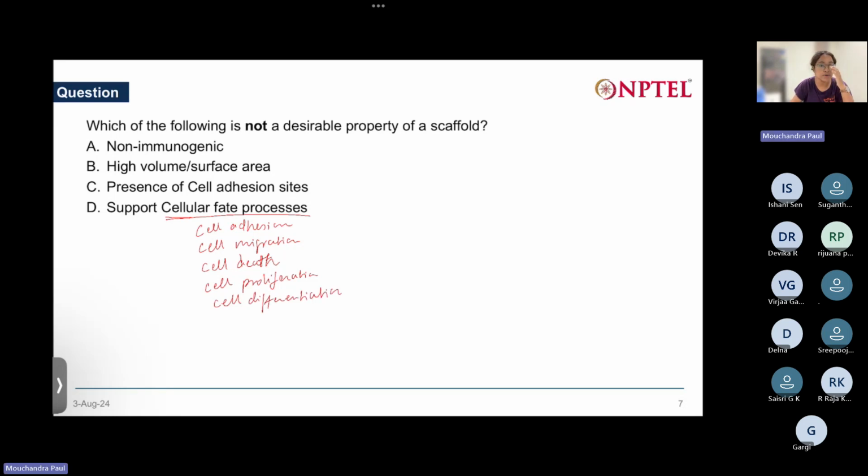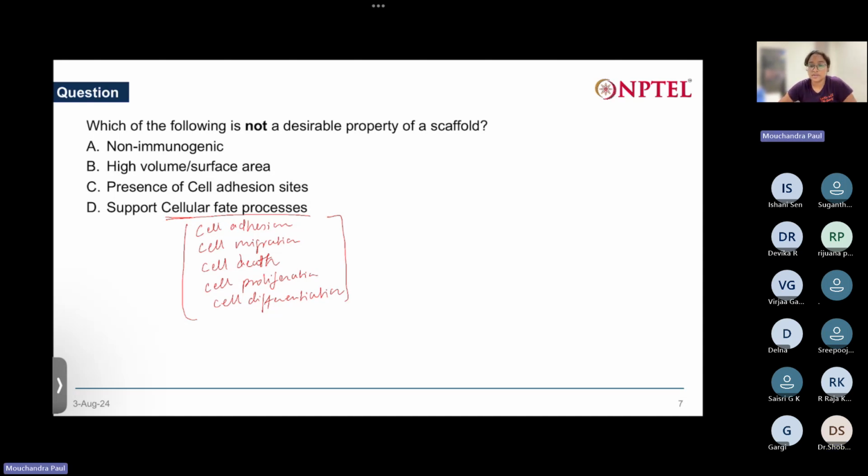I'm not telling you the answer, but when we want to address all these processes together, we call it cellular fate processes. Any cell type in our body will go through all of these processes. Cell adhesion is not there for blood cells; other cell types in our body do adhere on surfaces. So there is one exception. Other than that, all cells will migrate, they will die at some point, they will proliferate, and they will differentiate.